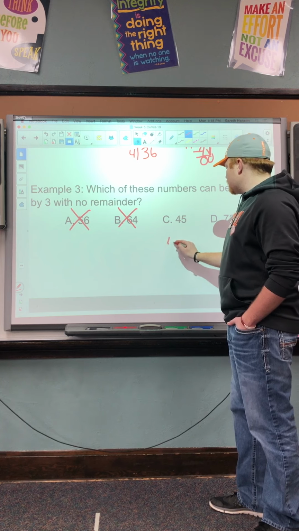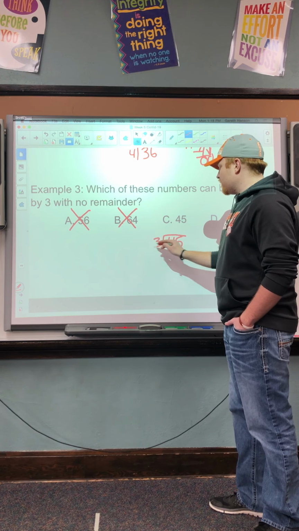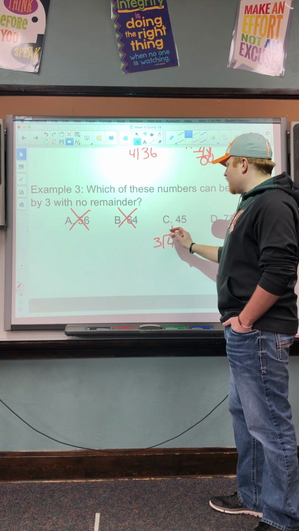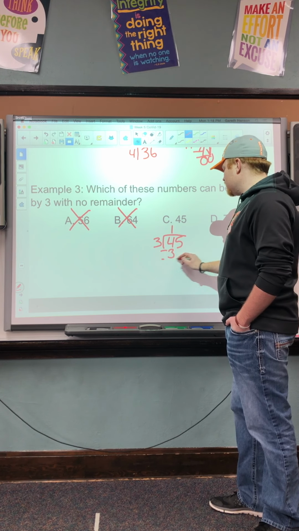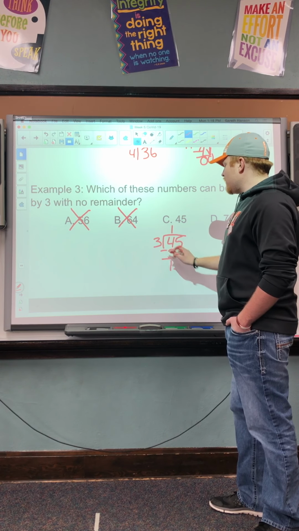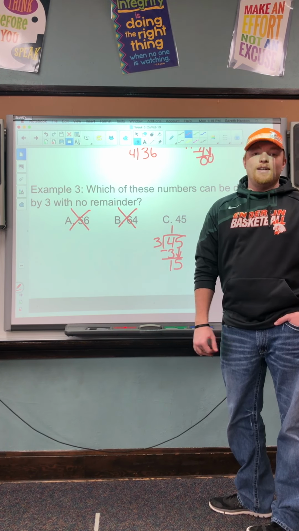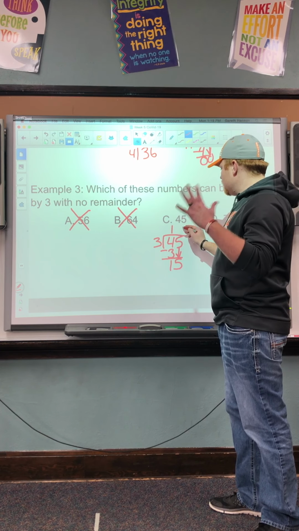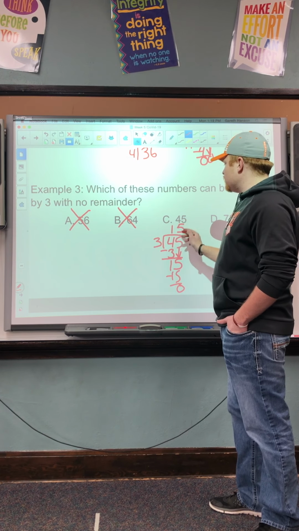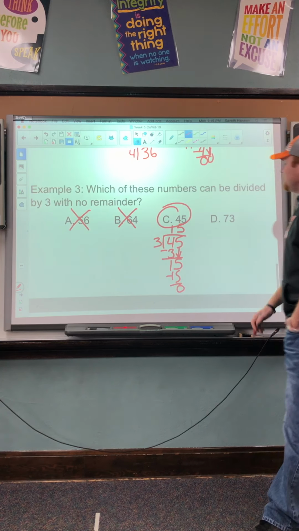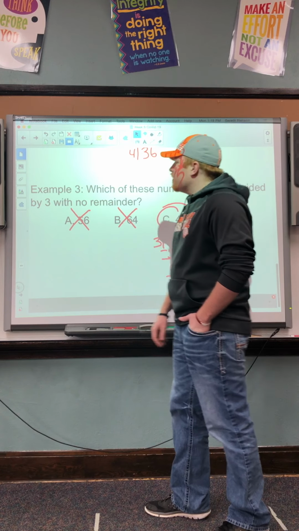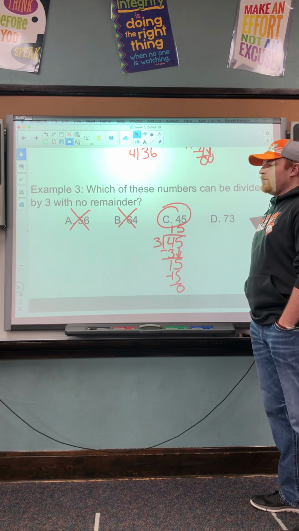Now we go to 45. 45 divided by 3. 3 goes into 4 how many times without going over? Just once. 1 times 3 is 3. Subtract. 4 minus 3 is 1. Bring down the 5. 3 into 15, can it go into it evenly? It can. 3 times what is 15? It's 5. You get 0. So it goes into it 15 times. So our answer would be C. Circle our answer, and that's that for example 3.